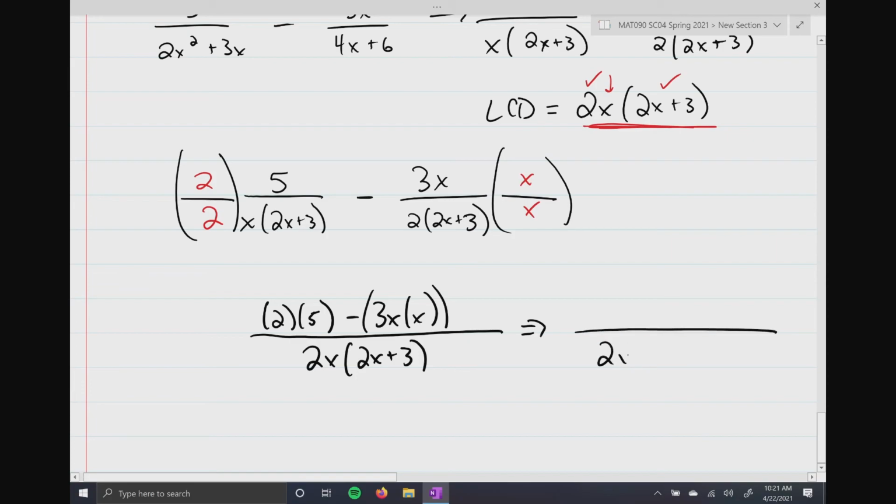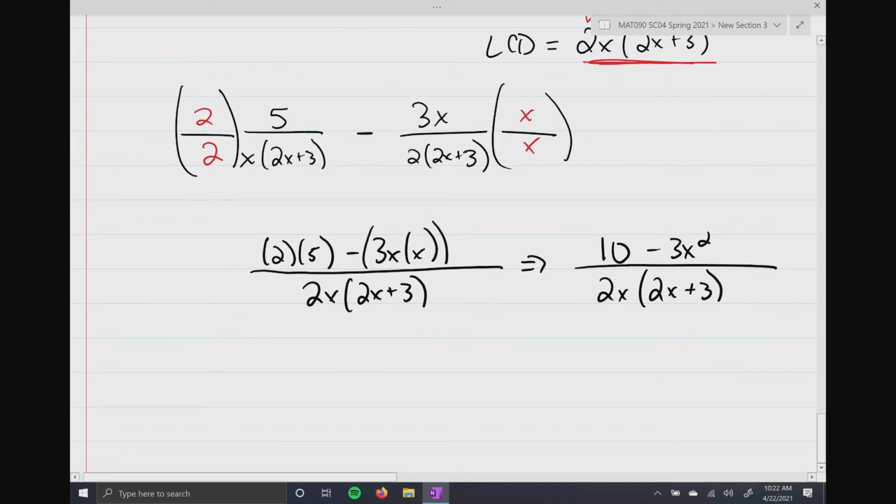From here, I'm going to rewrite my numerator, rewrite the denominator and simplify the numerator. 2 times 5 is 10. Negative 3x times x is going to be minus 3x squared. Okay? And then from here, I'm just going to rewrite it in descending order because I'm a huge fan of that. I asked myself, can the numerator be factored? The answer is no. So I know I'm done.